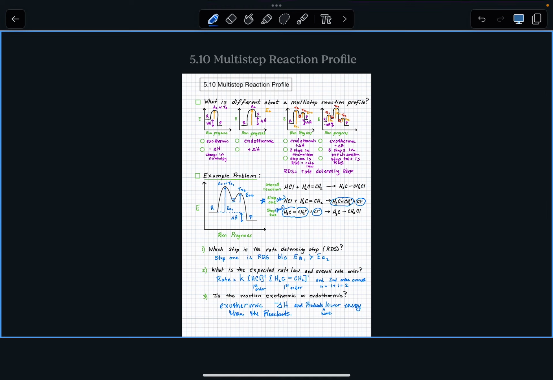All right, so that's 5.10 with multi-step reactions. So you could maybe have to label the different parts of a multi-step reaction, or you could use it to predict the rate determining step. The mechanism that might be occurring will be given to you, and then writing the rate law that might be predicted, and then whether it's exothermic or endothermic.